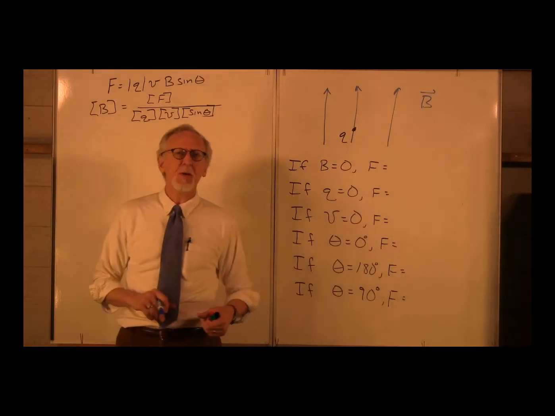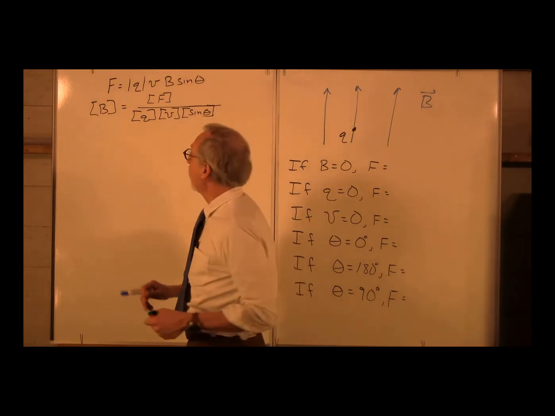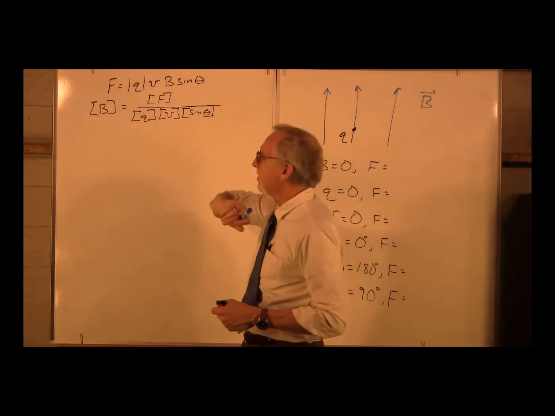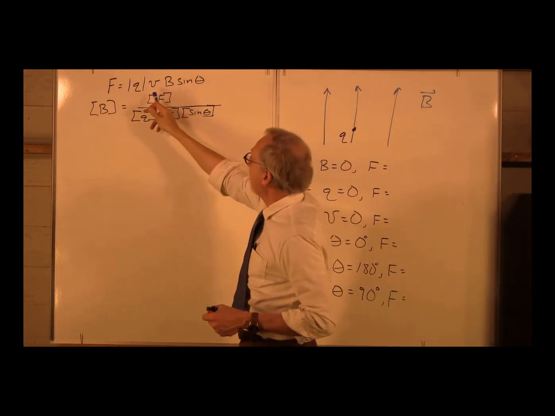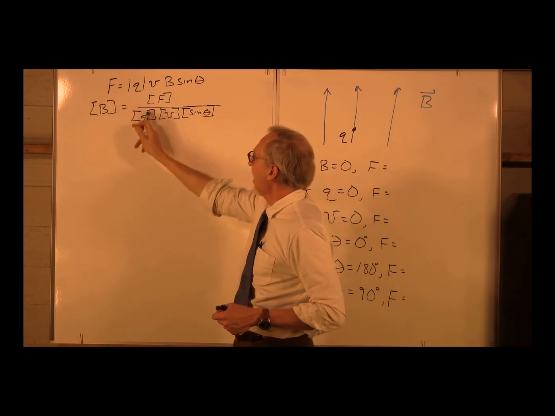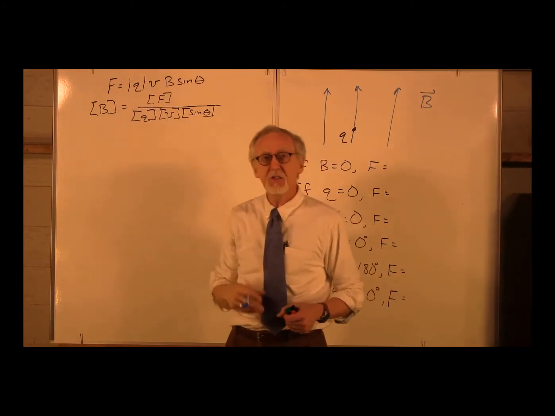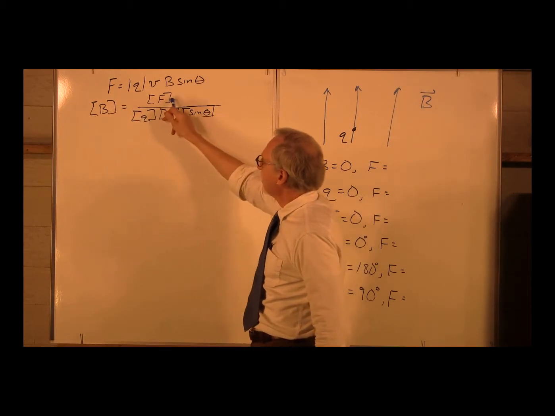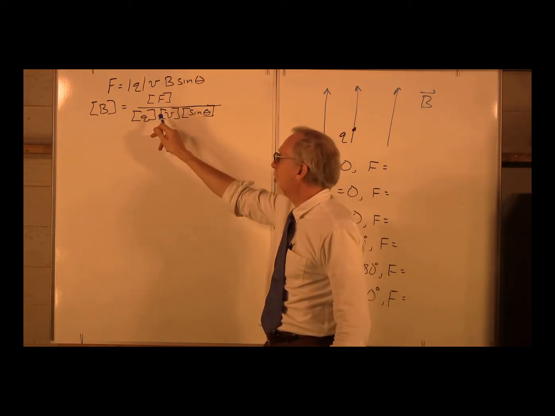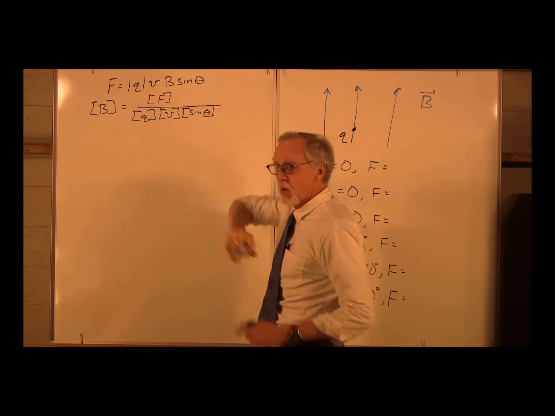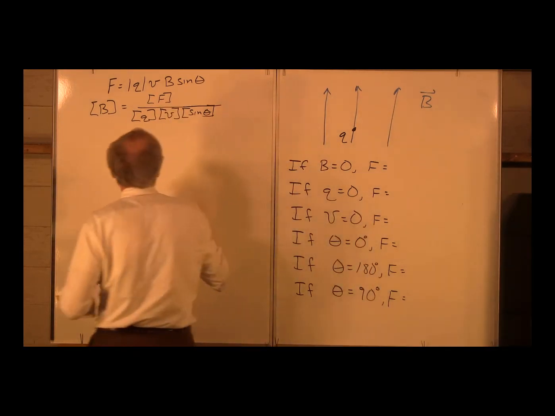What units do we have for the magnetic field? Well, taking our force equation, F equals QVB sine theta, dividing by the QV sine theta, we have that B is equal to F over QV sine theta. So the units of B must be equal to the units of F divided by the units of Q, the units of V, units of sine theta. Well, what are those?